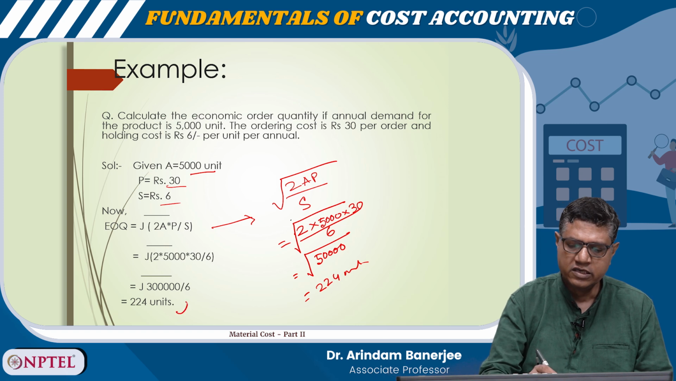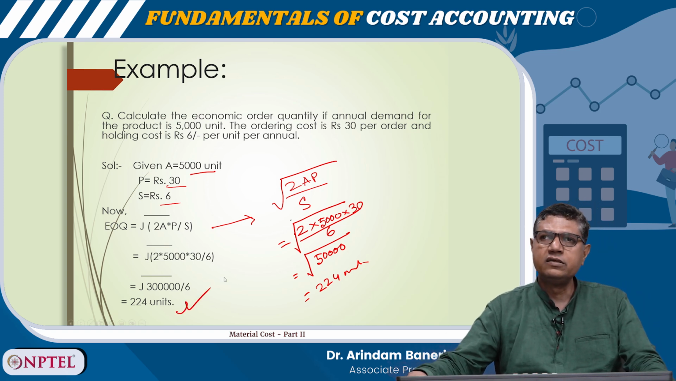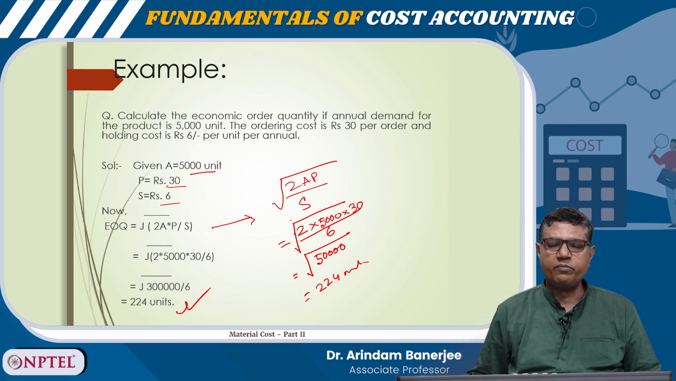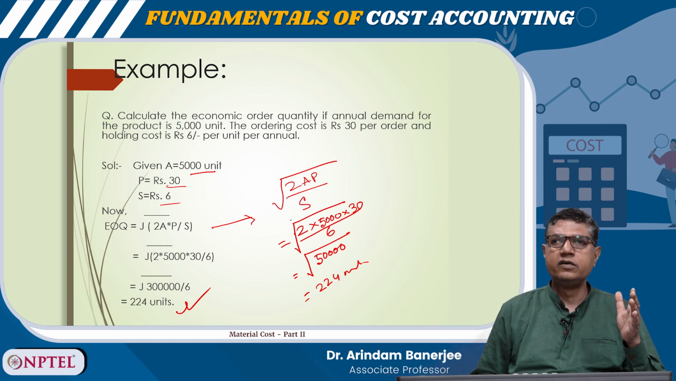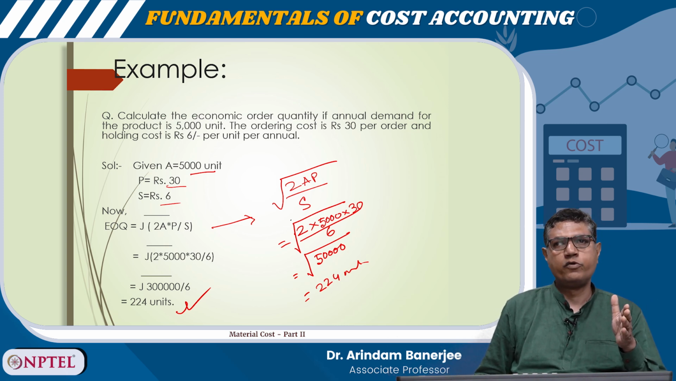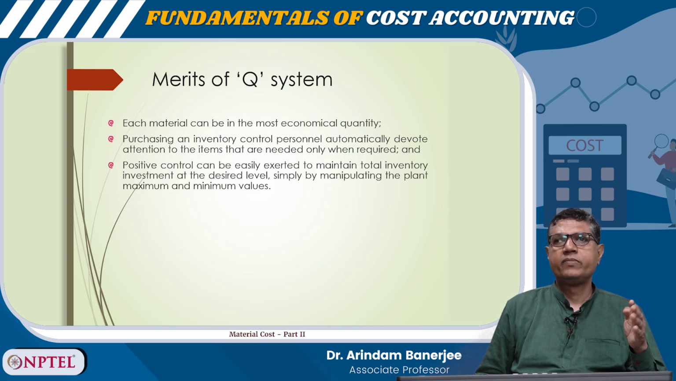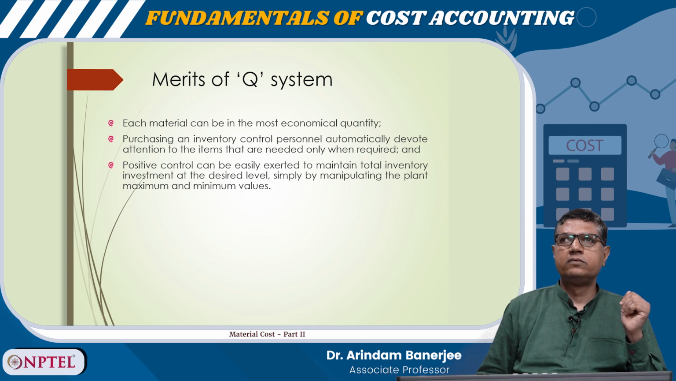Now, what is the meaning of this? The meaning is that when the company places the order, it should be in lots of 224 units. If it does so, then the ordering cost and carrying cost will be optimized. Okay. Now, what are the merits of this Q system?